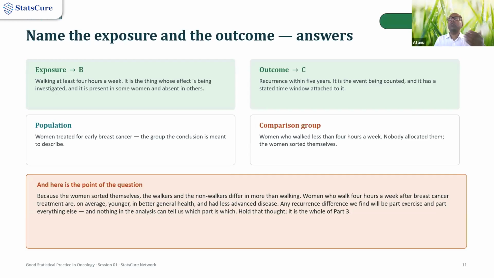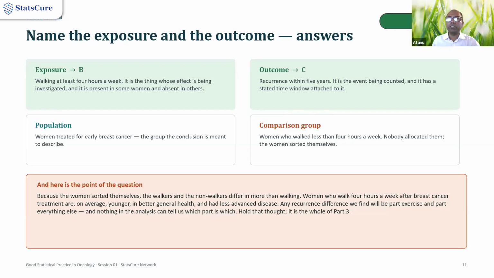Now once you have this exposure and outcome answer, the exposure is B and the outcome is C. Then the population is women treated for early breast cancer, and the comparison group is those who worked less than 4 hours a week, where nobody allocated them. So women who work less than 4 hours or not at all, versus 4 hours a week. That is basically what is happening.